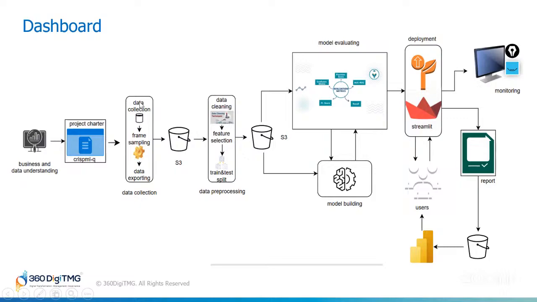After this, we will do our data collection. We will do frame sampling. We will do data exploration, multiple things we will do. After cleaning the data, we will store the data in an S3 bucket. Once we store the data, we can use it for feature selection and data cleaning, and we can also split the data into training, test, and validation. Multiple things we can do here.